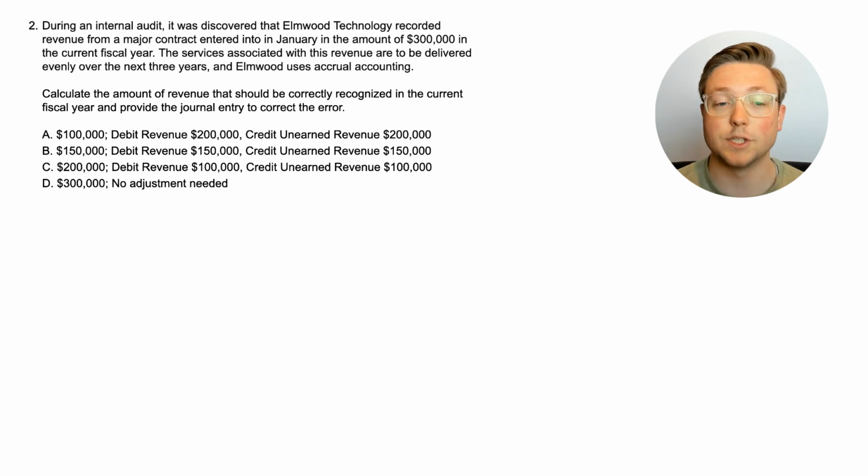All right, here we are at question 2. During an internal audit, it was discovered that Elmwood Technology recorded revenue from a major contract entered into in January in the amount of $300,000 in the current fiscal year. The services associated with this revenue are to be delivered evenly over the next 3 years, and Elmwood uses accrual accounting. Calculate the amount of revenue that should be correctly recognized in the current fiscal year and provide the journal entry to correct the error.